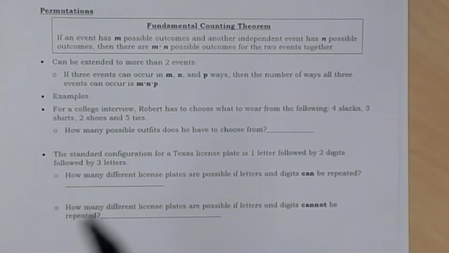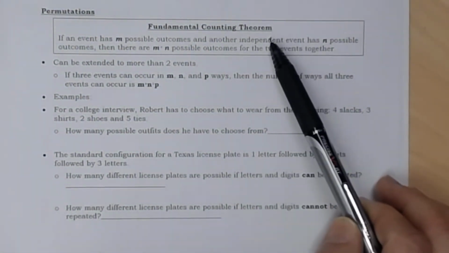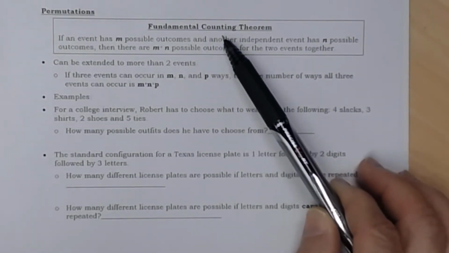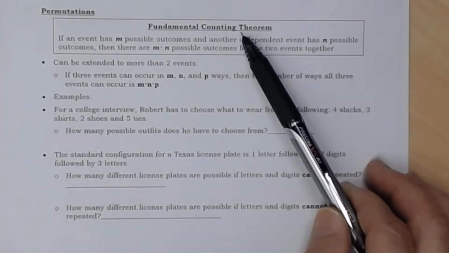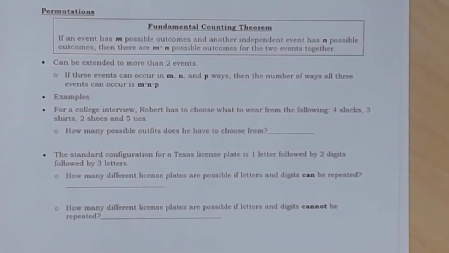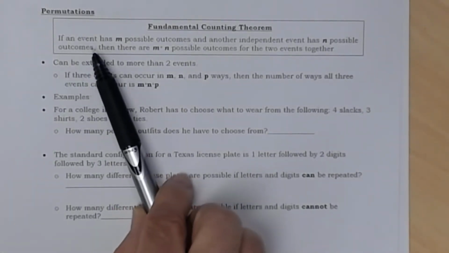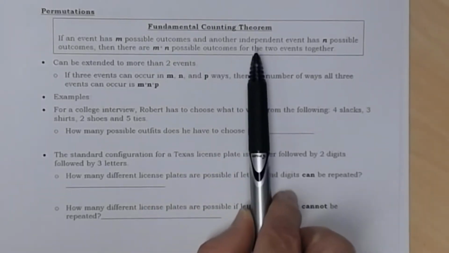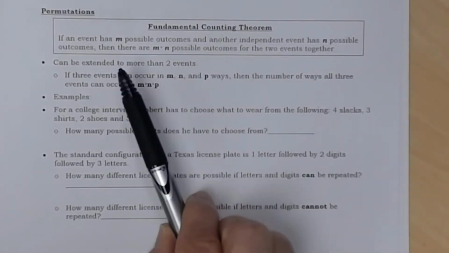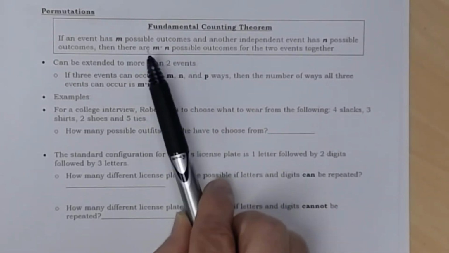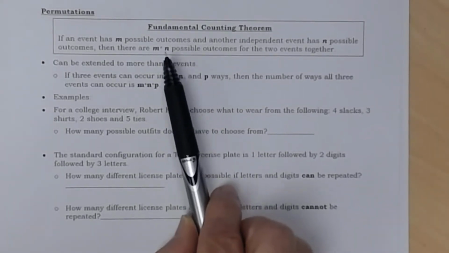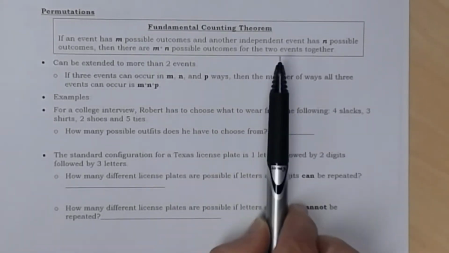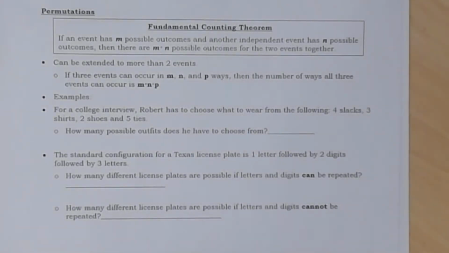All right, so remember the fundamental counting principle. In some books, they'll call it the fundamental counting theorem. In the previous section, we called it the fundamental counting principle. It says this: if an event has m possible outcomes, and another independent event has n possible outcomes, then to find how many possible outcomes there are, we multiplied. So we'd say m times n, and that would be the number of possible outcomes.